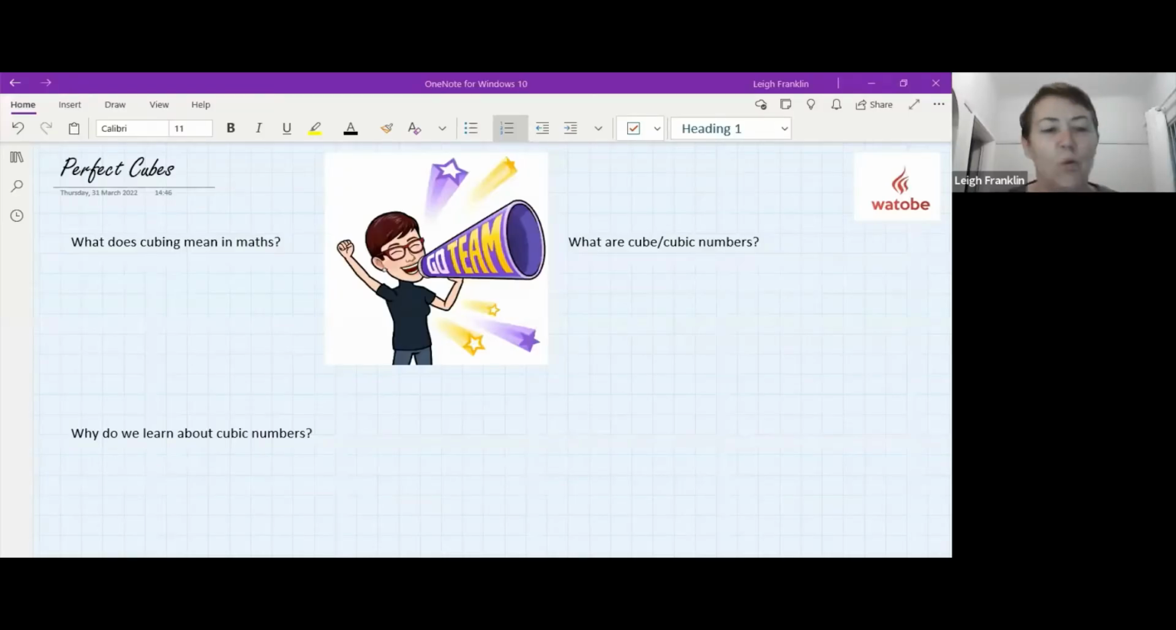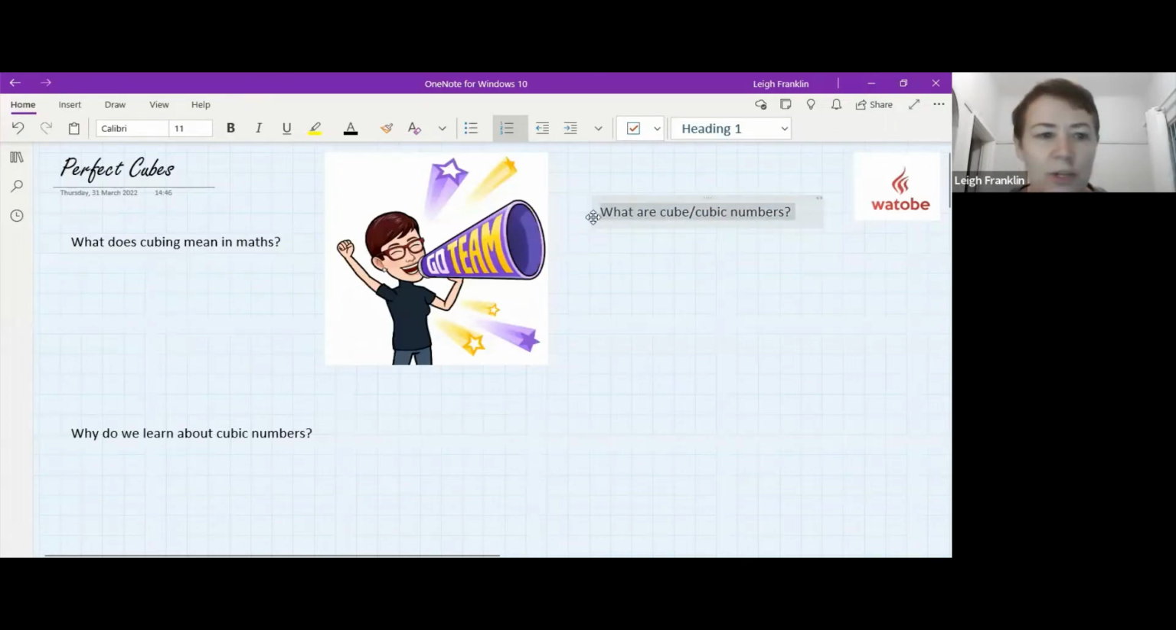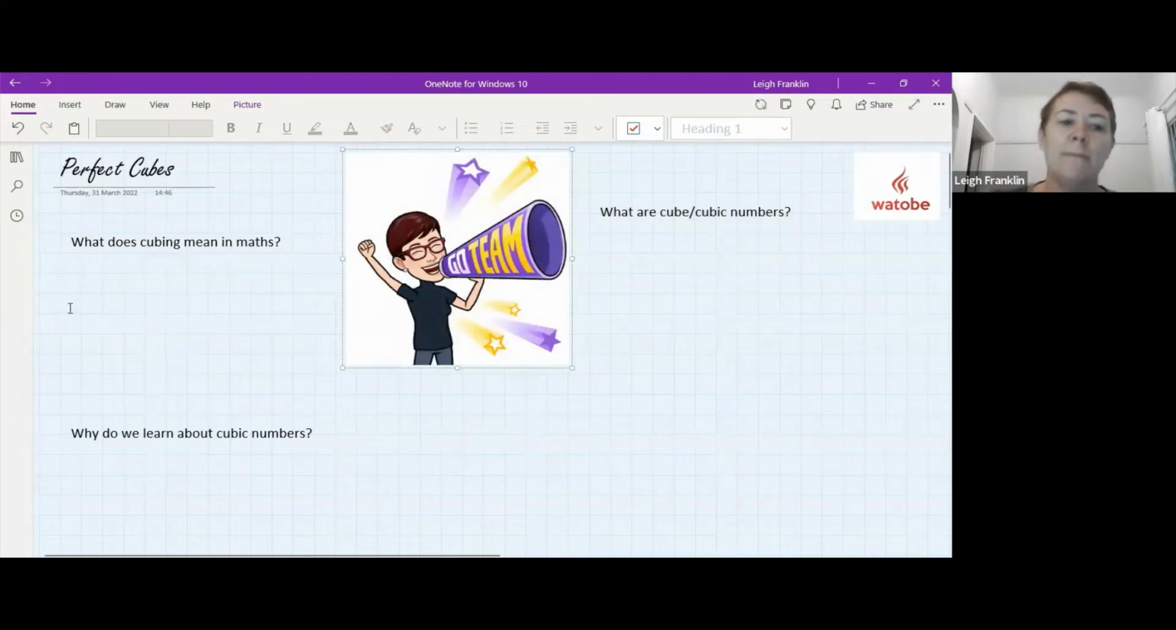The last couple of times that we saw you, we were talking about squares and square roots. And today we're going to continue on our journey with exponents, and we're going to be talking about perfect cubes. Before we carry on, I want to ask you guys a question. When we say I'm going to cube a number in maths, what does that mean?